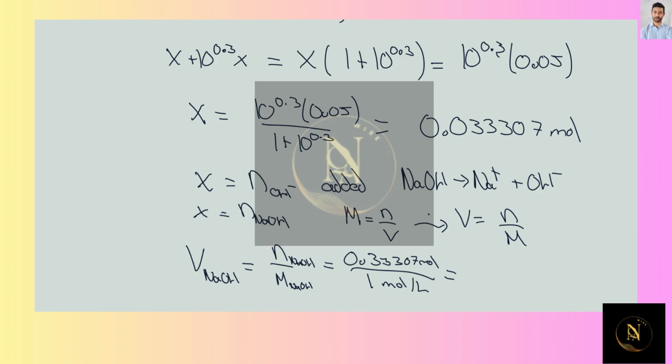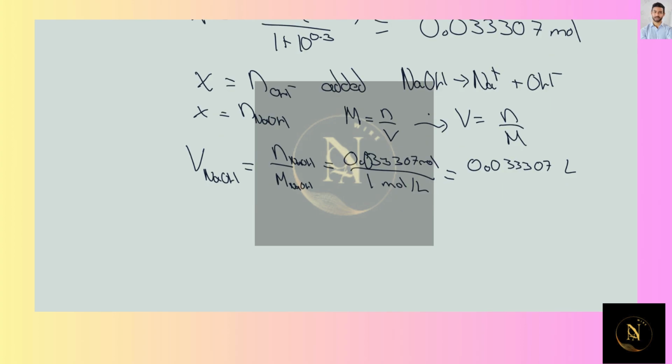Oh sorry, here I missed a 0. So we get 0.033307 liters. If we convert this quantity into milliliters, you simply need to multiply this by 1000. So the volume of sodium hydroxide that we need to add is equal to 33.3 milliliters, or 33.31 if you want to round up to 4 significant figures.